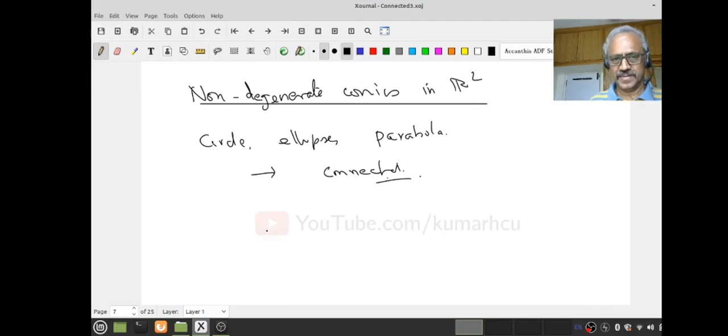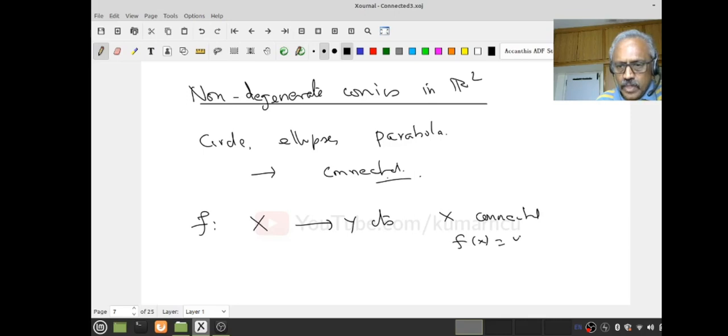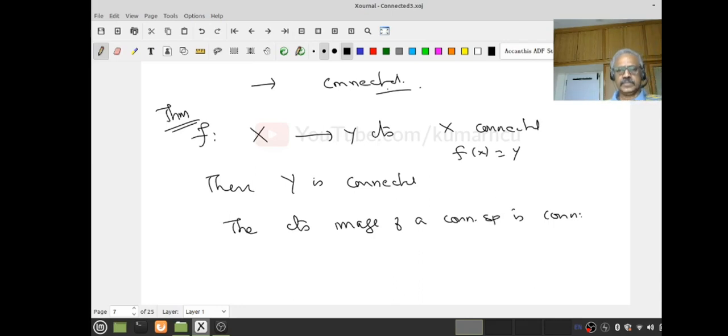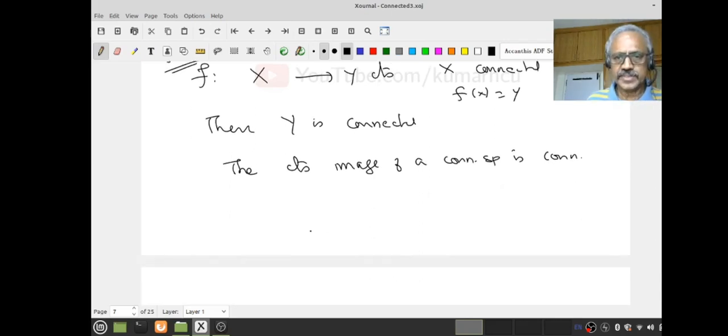That's a very interesting thing. The fact is, if F is a continuous map from X to Y, and X is connected, and if F of X equals Y, then Y is connected. Let me call it a theorem: the continuous image of a connected set is connected. The proof is easy. We will prove by contradiction. Suppose Y is not connected.